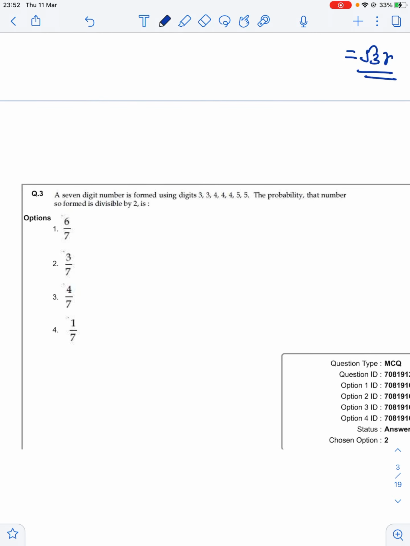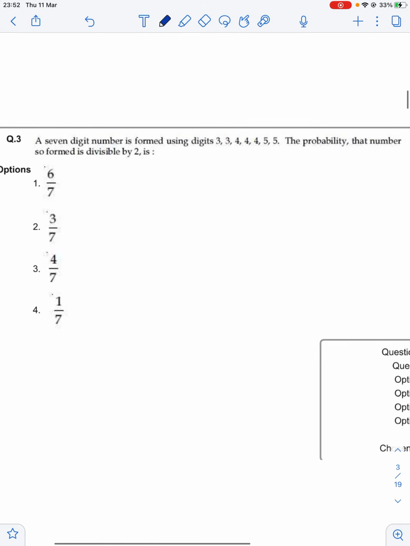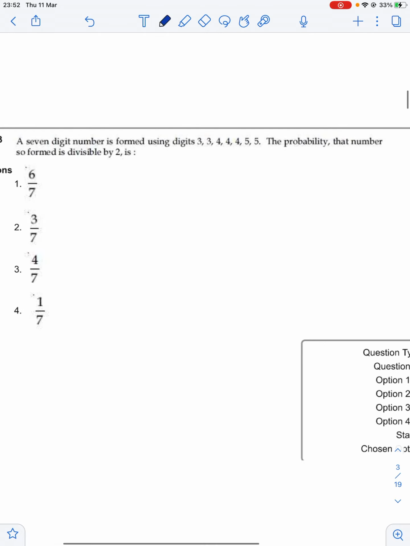Let us move to question number 3. Question number 3. Required a 7-digit number which is formed by 33, 444 and 55. So the digits are repeated. Now we have to find the probability that the number so formed must be divisible by 2.